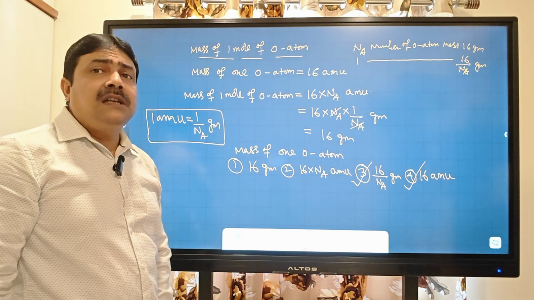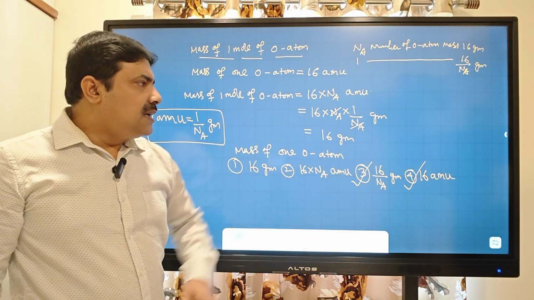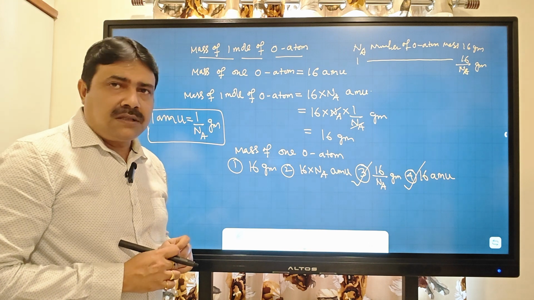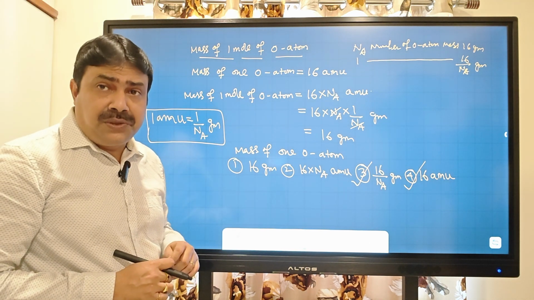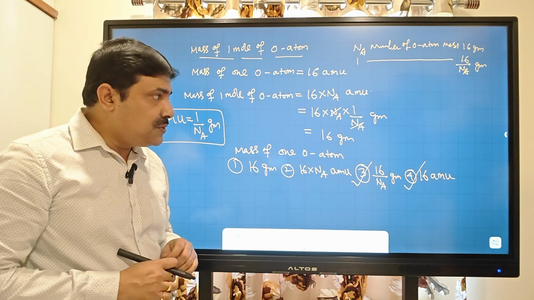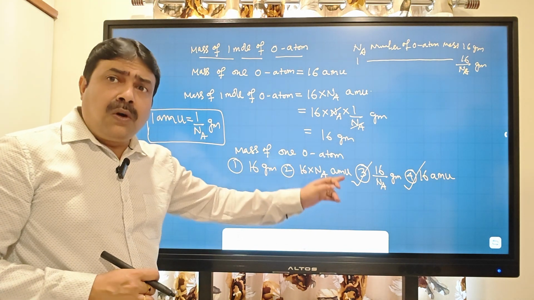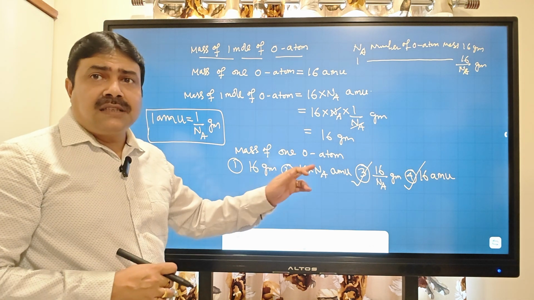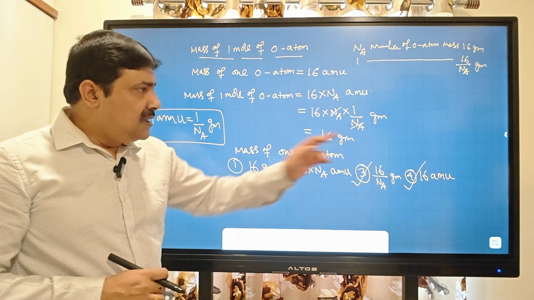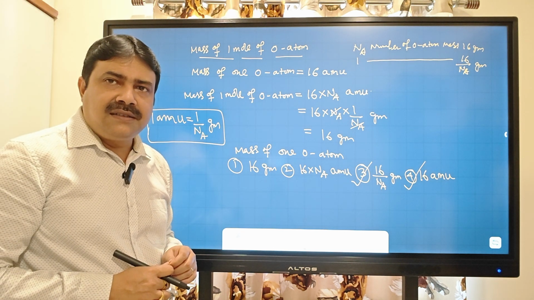If they give a generally advanced question, they used to ask multi-correct. So at that time the third and fourth options will be your answers. Is it clear? Until and unless they mention which one you need, the third and fourth options are the answer. If they are asking mass of one oxygen atom in gram, then the only answer will be the third option. Point is clear. If they are asking mass of one oxygen atom in AMU, then your only answer will be the fourth option. Is it clear or not?